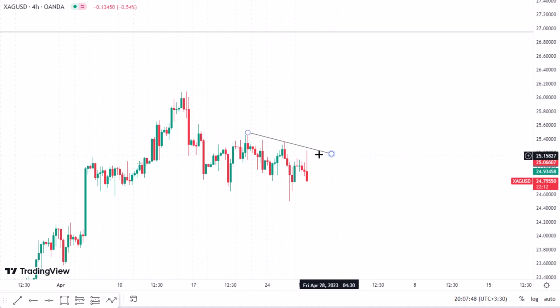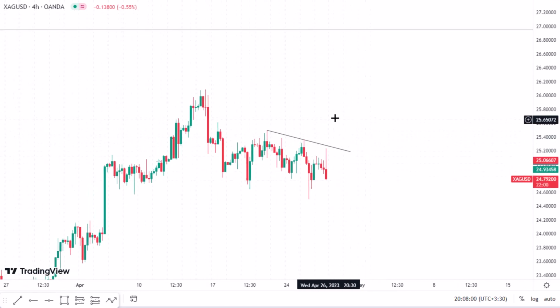We have a trend line with 2 touches on that. If the price can break this trend line to the upside and close a candle in the 4-hour time frame up there, just the 4-hour time frame, not any other time frames, then we can have a buy position and set our stop loss and get our reward.